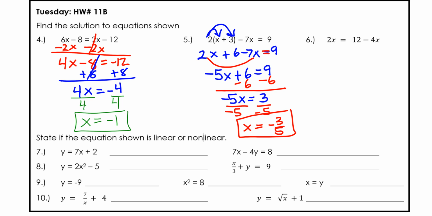Now for question number 6, I have variables on both sides, but this side has only one term. So I should never be using this piece for my inverse. I'm going to add 4x to both sides. And that gives me 6x equals 12. Divide both sides by 6.